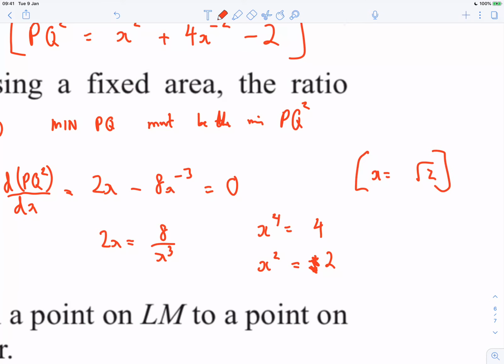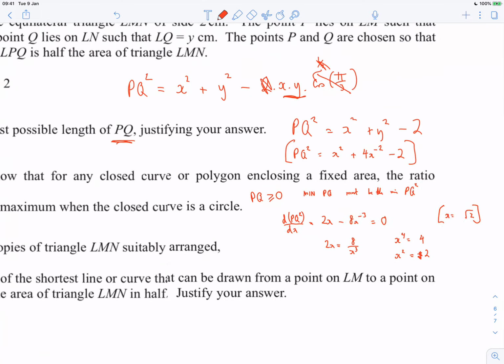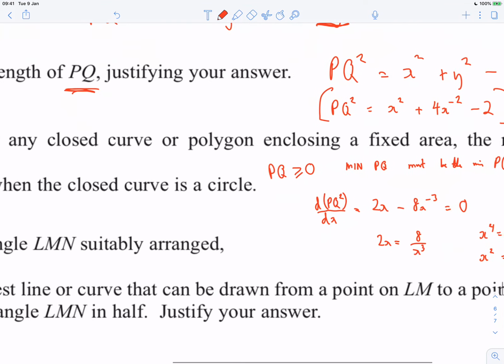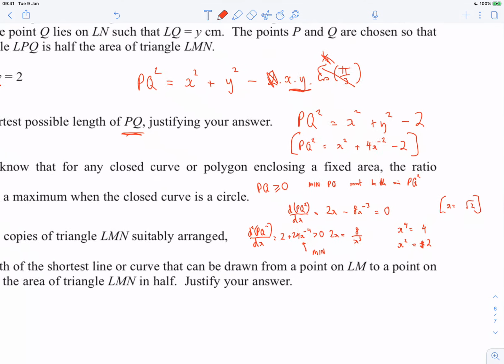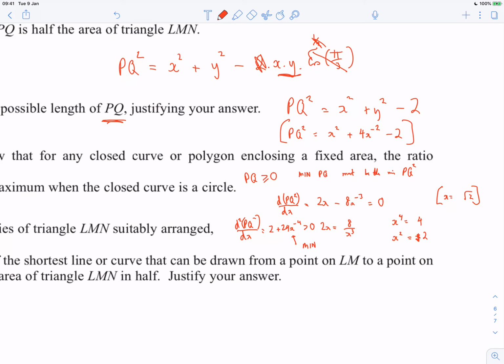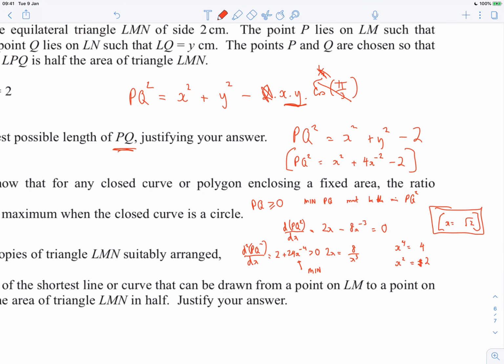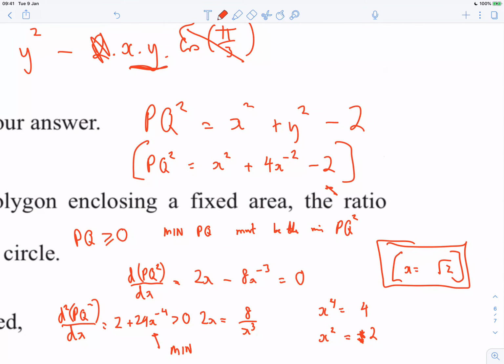Now, x equaling root 2 will work. How can I show that it's the shortest possible length? Well, I'm going to need to find the second derivative of dpq squared by dx, and 2x will become 2, and minus 8x to the minus 3 will become plus 3 times 8 is 24, x to the minus 4. If I substitute a real value in there, it's going to be a positive, which means we're dealing with a minimum. So we're minimizing the length PQ here. Now, x equals root 2 will give a minimum value of PQ. And now I can substitute that back into here and see what we get.